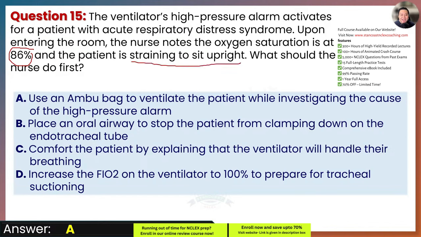Okay? Which actually screams respiratory distress. And at this moment, the absolute priority is oxygenation. So always prioritize that. You need to make sure the patient is getting enough oxygen right now while figuring out what's causing the alarm. And so why is letter A correct? Use the ambu bag to ventilate the patient while investigating the cause of the high pressure alarm.